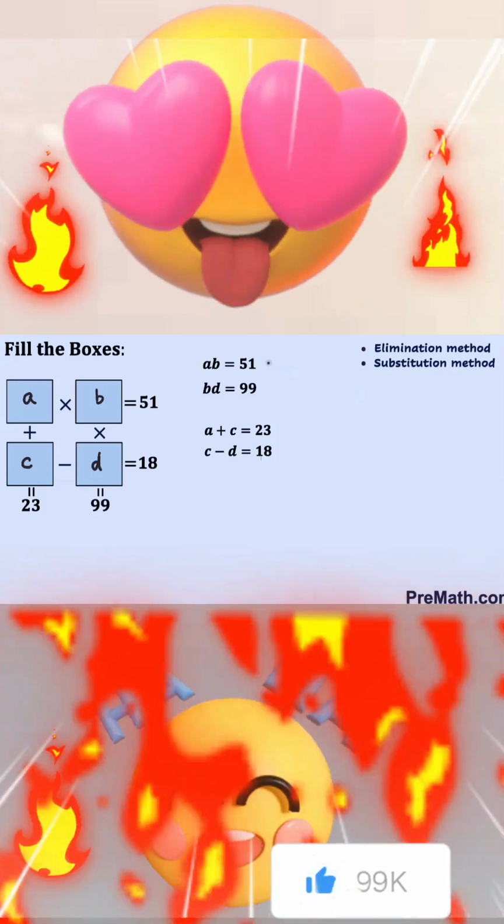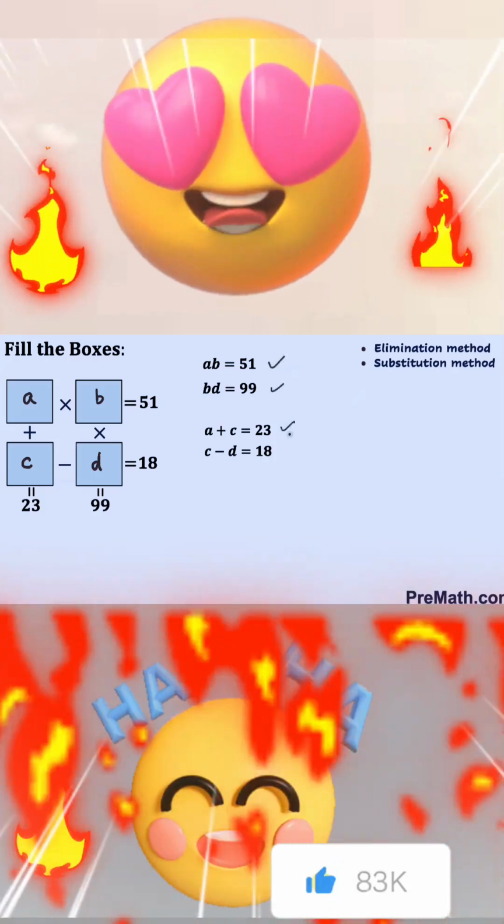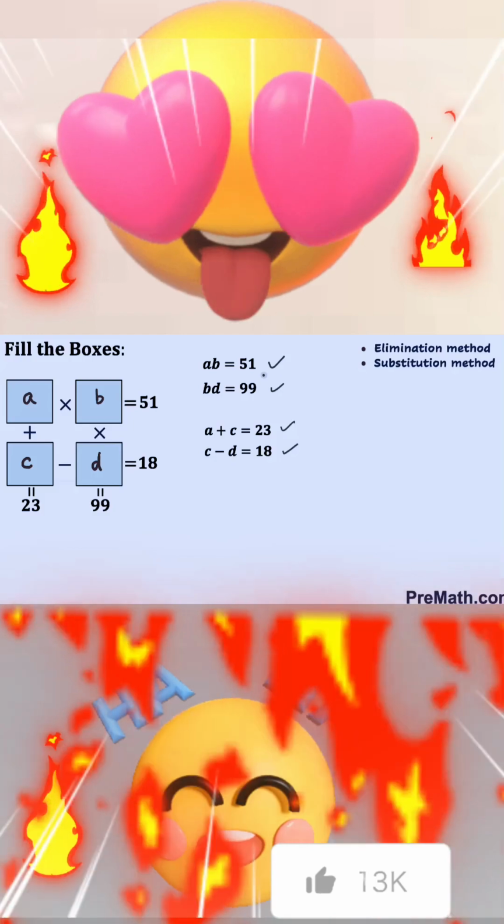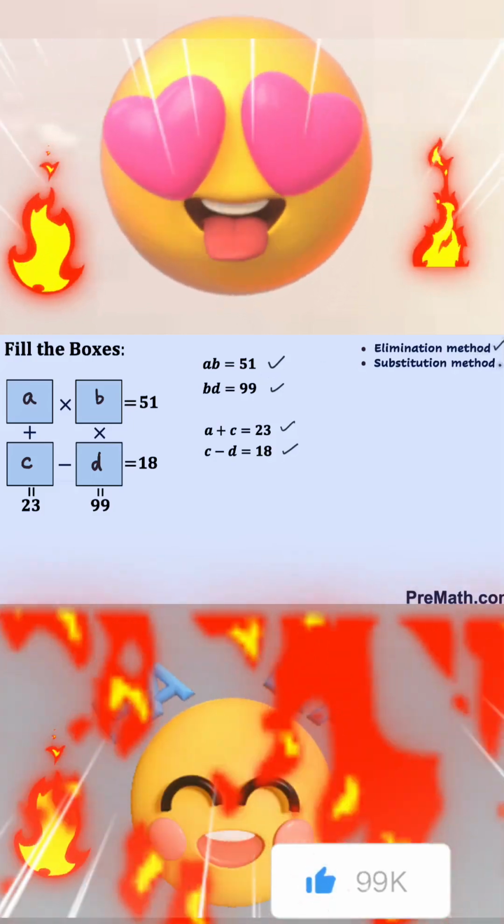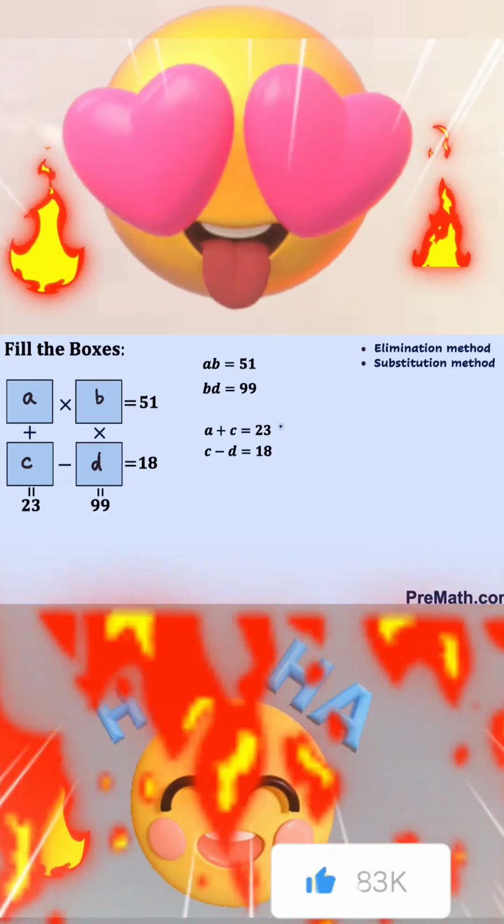And now we can see that we got these four equations, and we are going to solve them by using the addition method as well as the substitution method. And here's our next step.